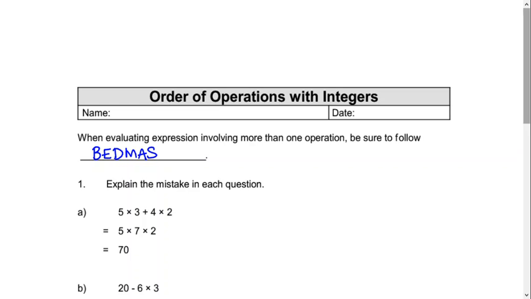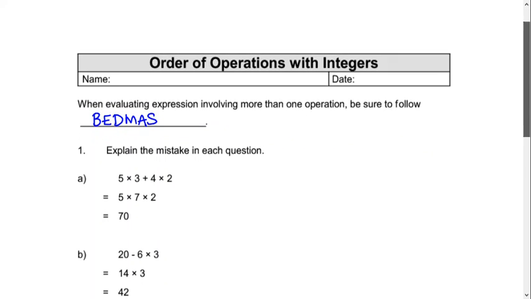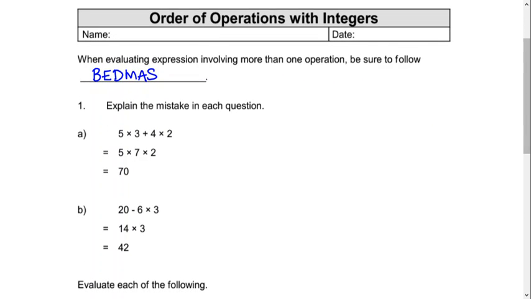We're going to start by finding the mistake in each of the questions below. So there's two questions that we're going to explore. The first one says that 5 times 3 plus 4 times 2 is equal to 5 times 7 times 2, which is equal to 70.